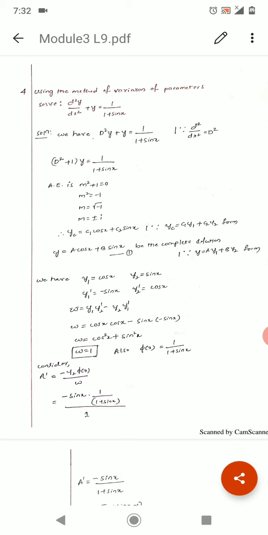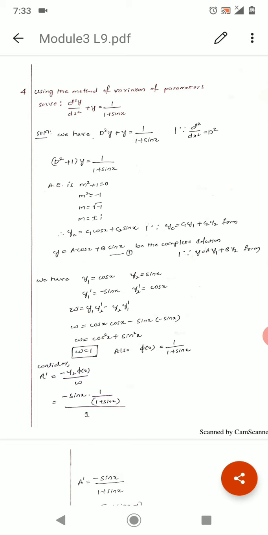Here we have y1 = cos x and y2 = sin x. So y1', that means differentiation of cos x, is minus sin x, and y2', that is differentiation of sin x, is cos x. Therefore W = y1 y2' - y2 y1'. By substituting the values, we get W = 1. Also we have φ(x) = 1/(1 + sin x).